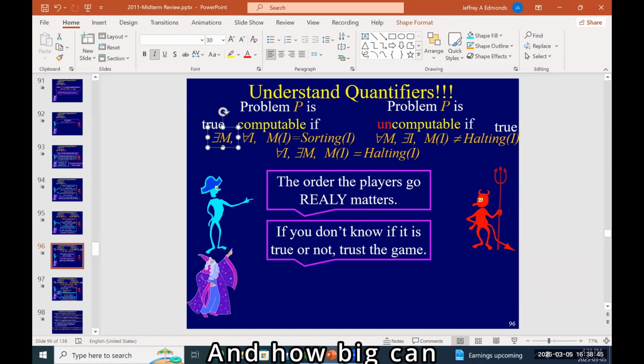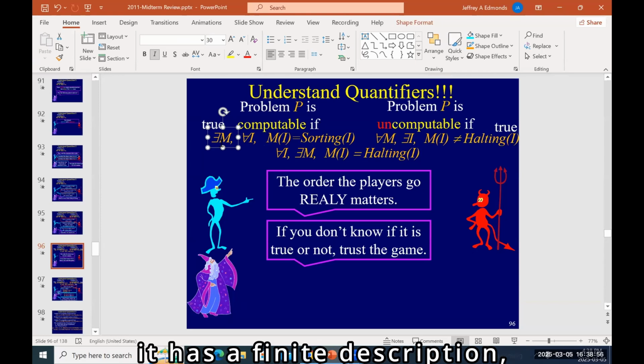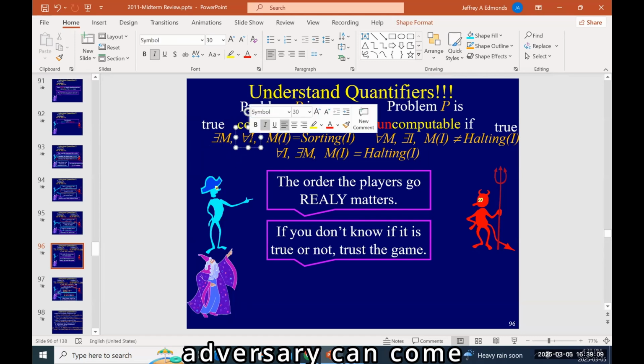And how big can this machine be? Well, I can give you as big of a machine, as complicated a machine as I possibly want, right? The only requirement is that it has a finite description, right? So I give you the machine. Its description is trillions long, right? It really memorizes a lot of things. Well, but then an adversary can come and give you a really, really big input, and it won't know how to solve it, right? Does that make sense?